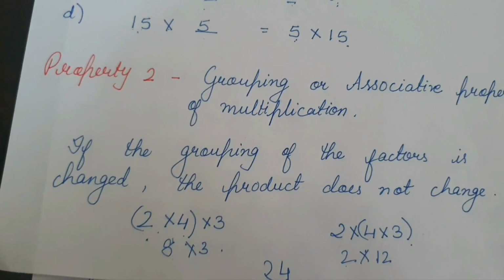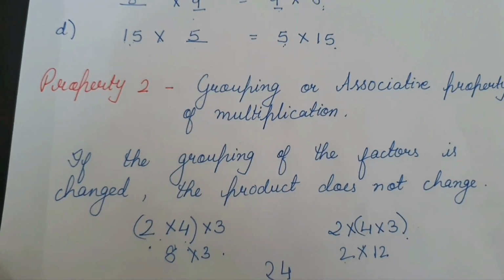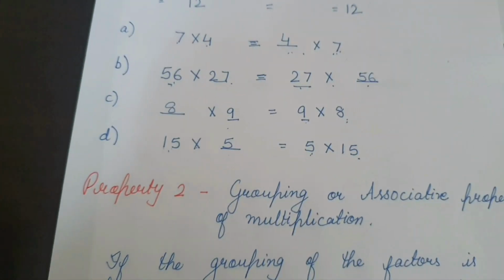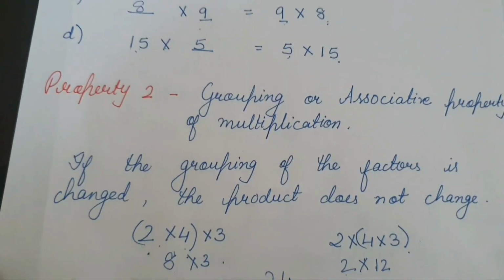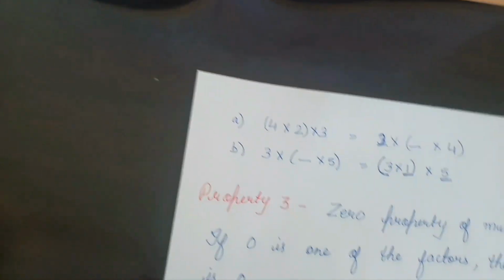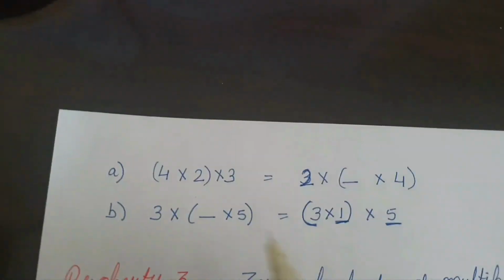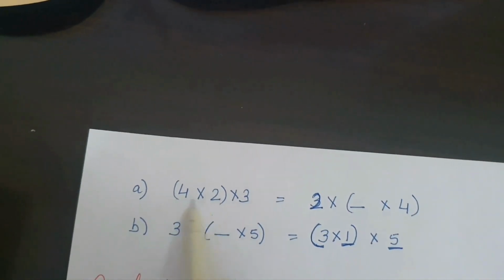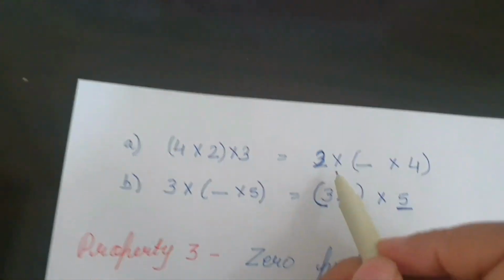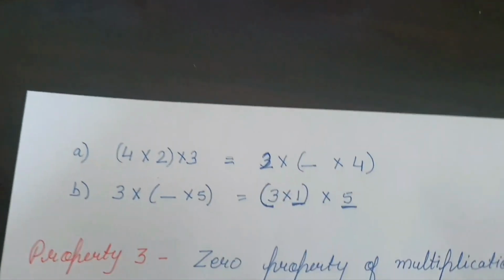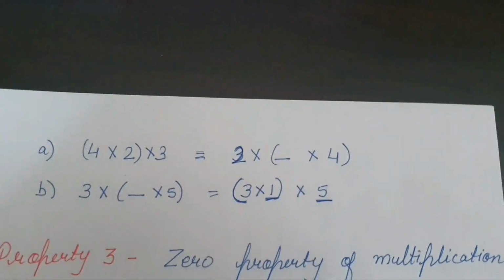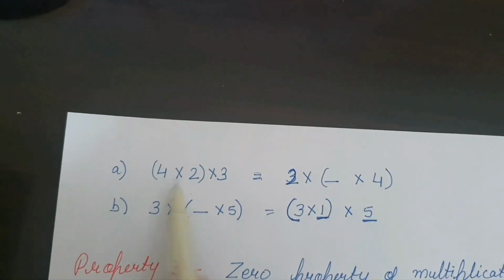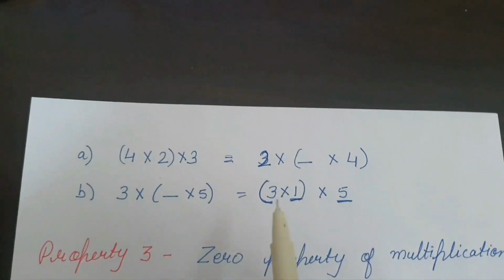So in this, if the grouping of the factors is changed, the product does not change. Basically we see the group. By changing the group, the answer remains the same. So let us do a few sums. Now see here, I have written a few fill-in-the-blanks. 4 into 2 into 3. Here we are multiplying 4 and 2 first. And here an equal sign is mentioned. That means both the answers are the same, for the left hand side and the right hand side.